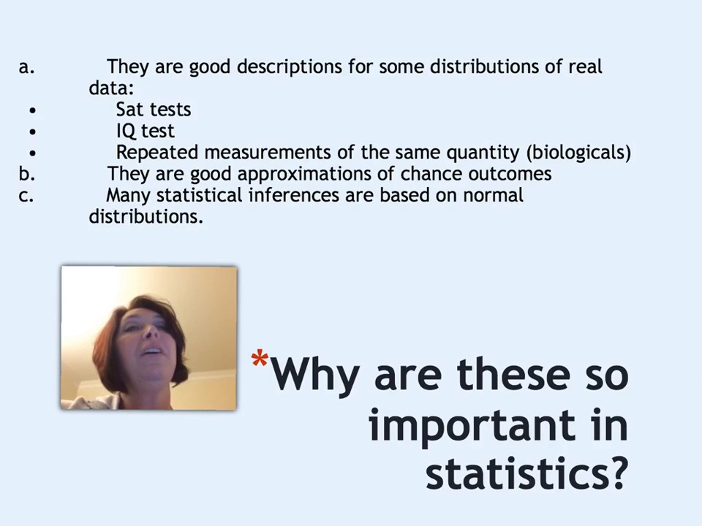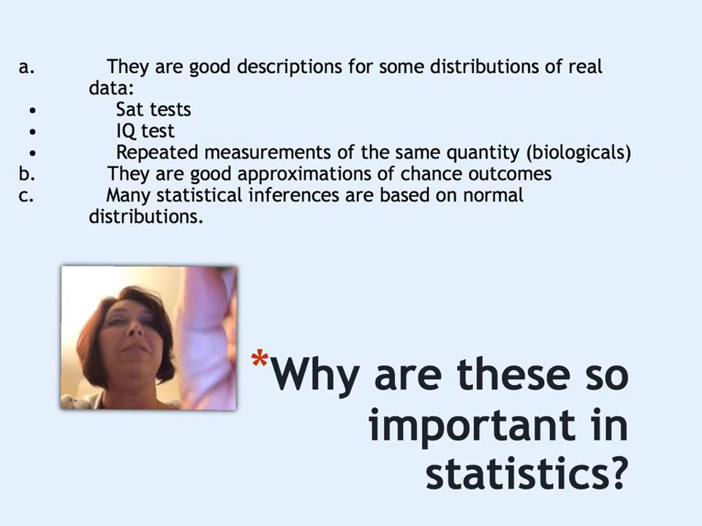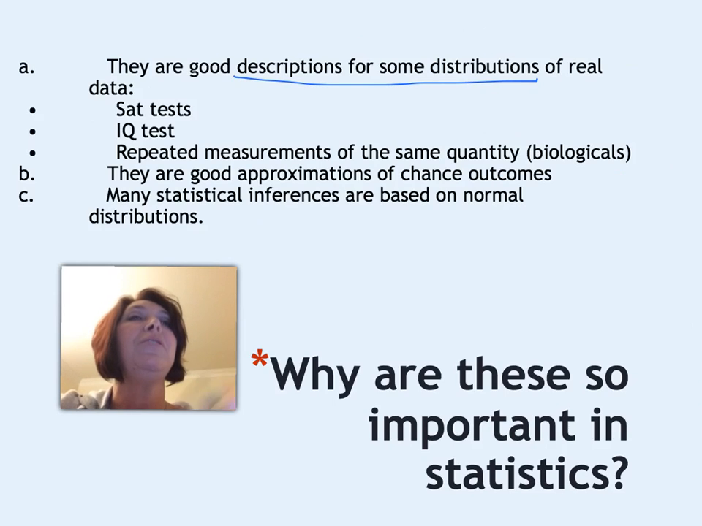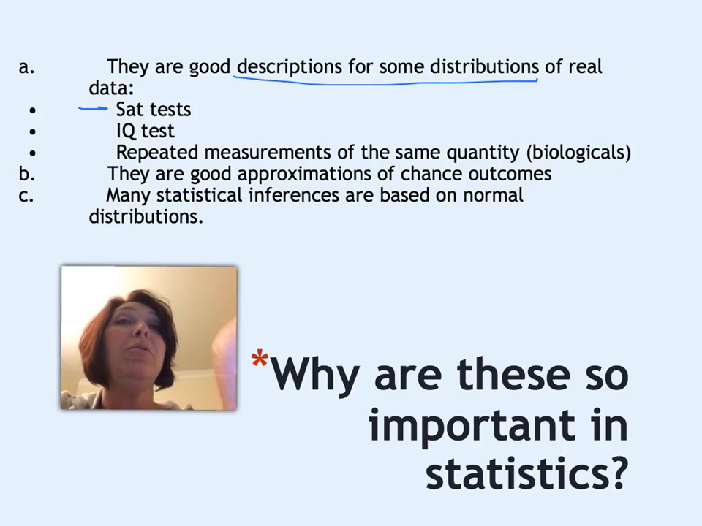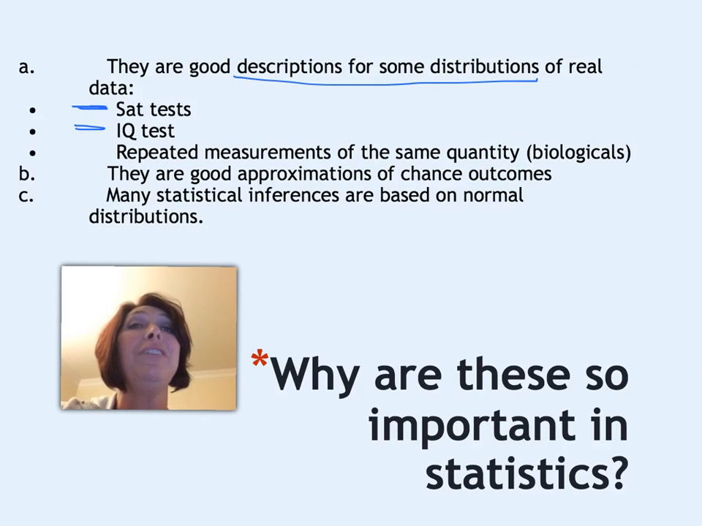All right. The other thing is that they're really good descriptors for distributions of real data. SAT tests and IQ tests actually have a normal distribution, which is interesting, especially with SAT tests, because we wouldn't think that they would be. But if you go overall a country, SAT tests are very normal and very bell-shaped, meaning there are few very high scores and few very low scores, and most of the people are right in the middle.